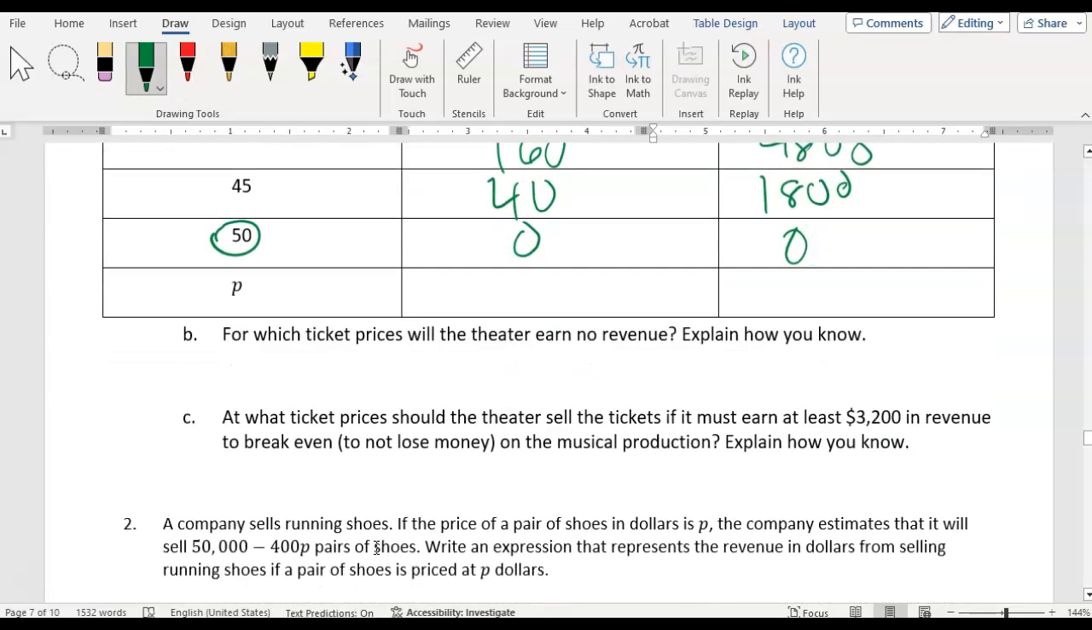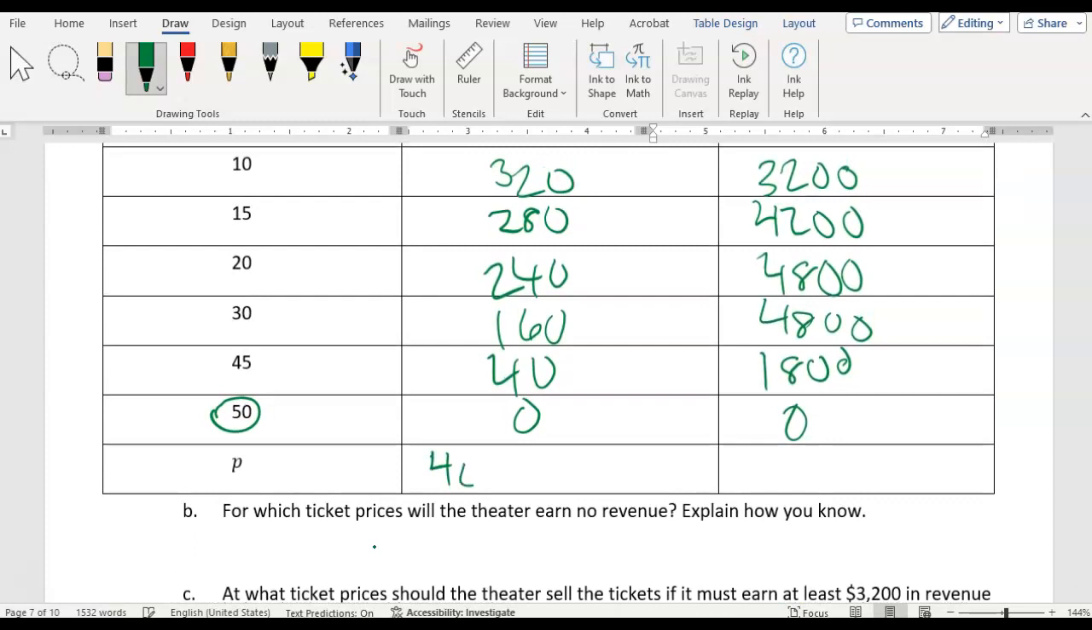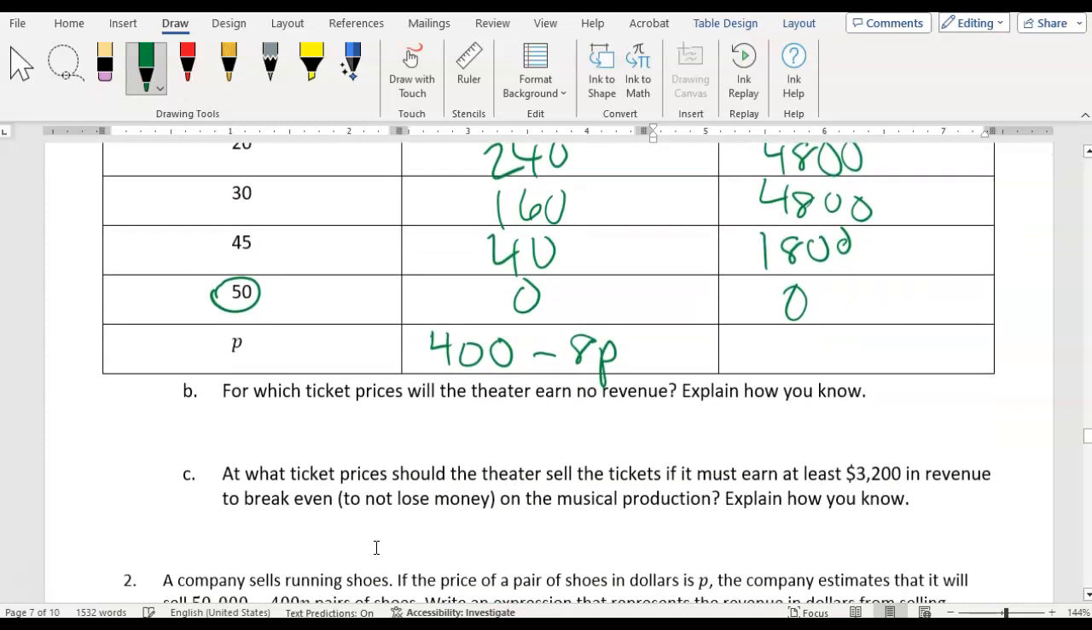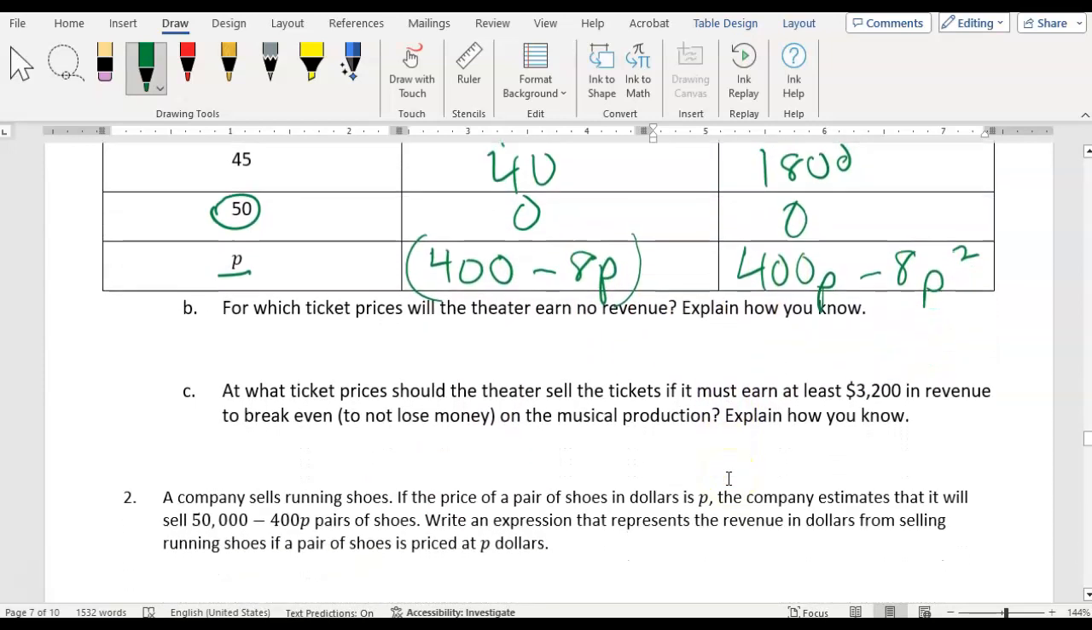So our equation would be p times (400 minus 8p). And then we would multiply these, which is our distributive property. So 400p minus 8p squared. Remember, p times 8p would be 8p squared. And so this is a quadratic function because now we have a squared term.